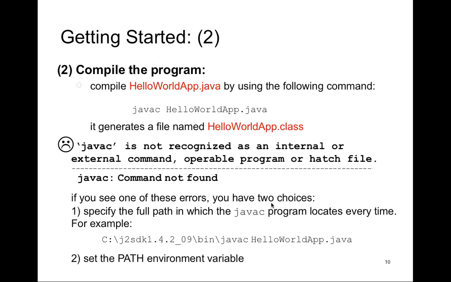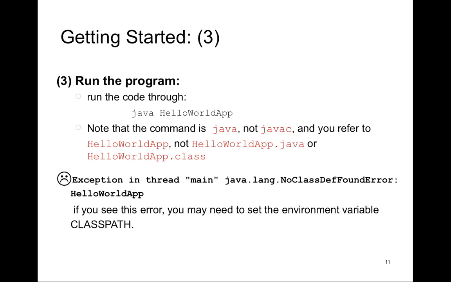So if you see one of those, you have 2 choices. You can actually use from the SDK, from the download, from the bin directory, change the directory to where this file is located and run it manually. Or you can fix your environment variables by setting your path environment correctly. So to run the program, what you're going to end up doing is you're going to run the code that says java space HelloWorldApp.